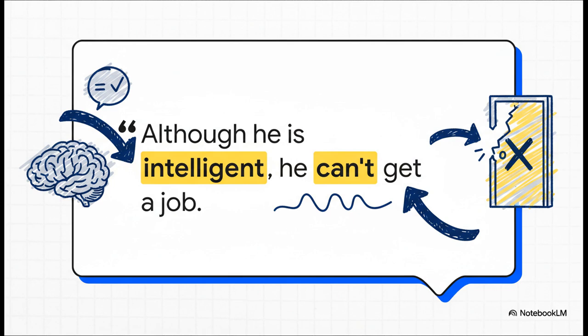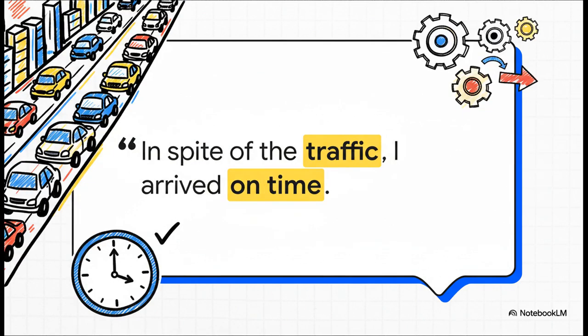It's a complete little thought all on its own, and it sets up that perfect contrast for the second half of the sentence. But now check this out. In spite of the traffic. Totally different, right? We don't have a subject and a verb. We just have that simple noun phrase, the traffic. It's a much more compact, efficient way to set up the very same kind of contrast.